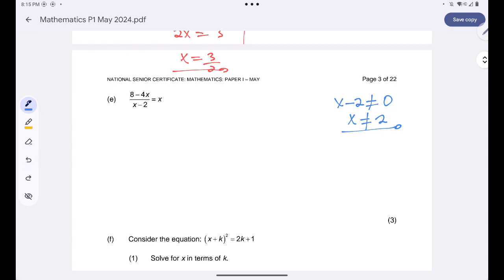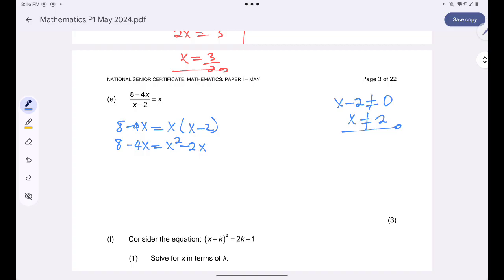Okay, whenever I multiply both sides by the LCD, I'll simply have 8 minus 4x is equal to x multiplied by x minus 2, right? So 8 minus 4x is equal to x squared minus 2x. Now I don't have brackets, I don't have sets, I don't have fractions. I can simply solve, right?